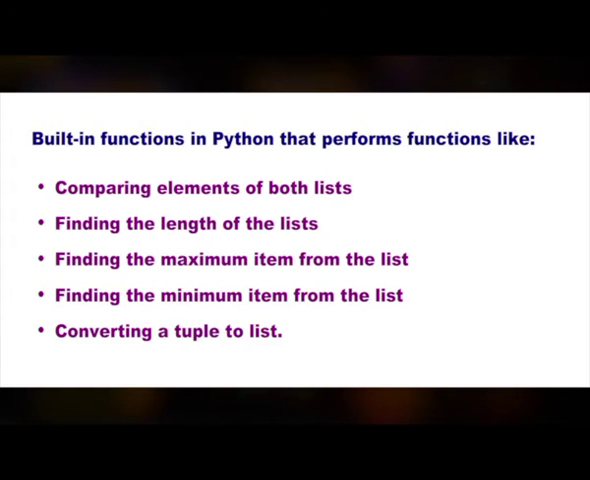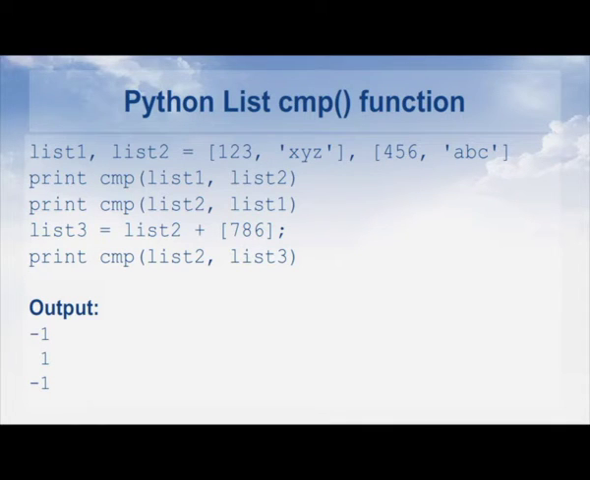There are built-in functions in Python that perform functions like comparing elements of two lists, finding the length of the list, finding the maximum element of a list, finding the minimum element from the list, converting a tuple or any other sequence to a list. In the sample Python code I have shown, I use the compare function. In Python, the compare function is implemented using the cmp function.